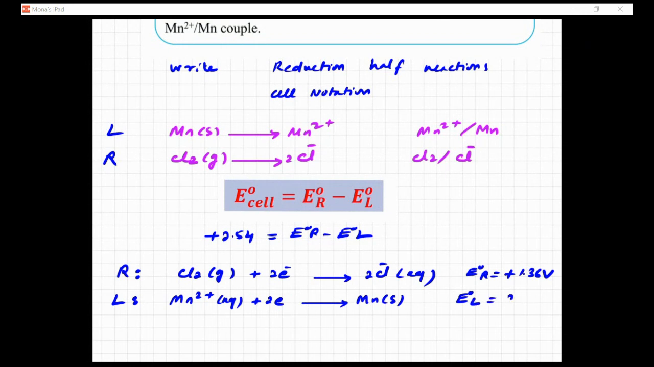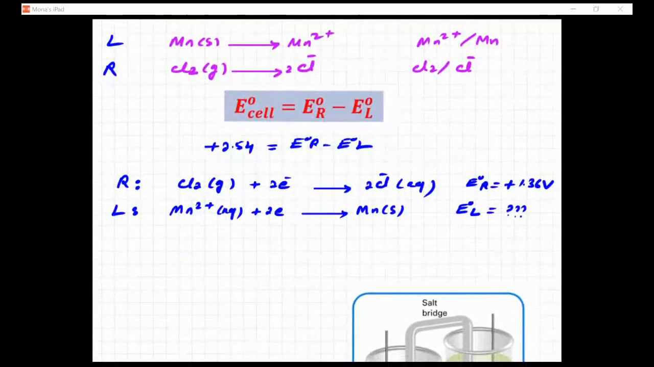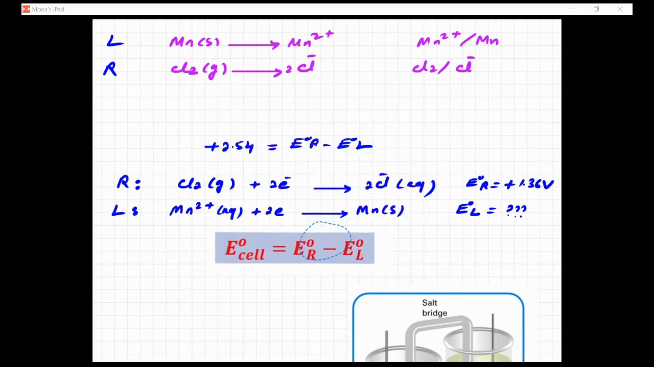E left, of course, I should not read from the table, because the question is asking me to find it. How to find it? Of course, I will use this equation here, which is E right minus E left.